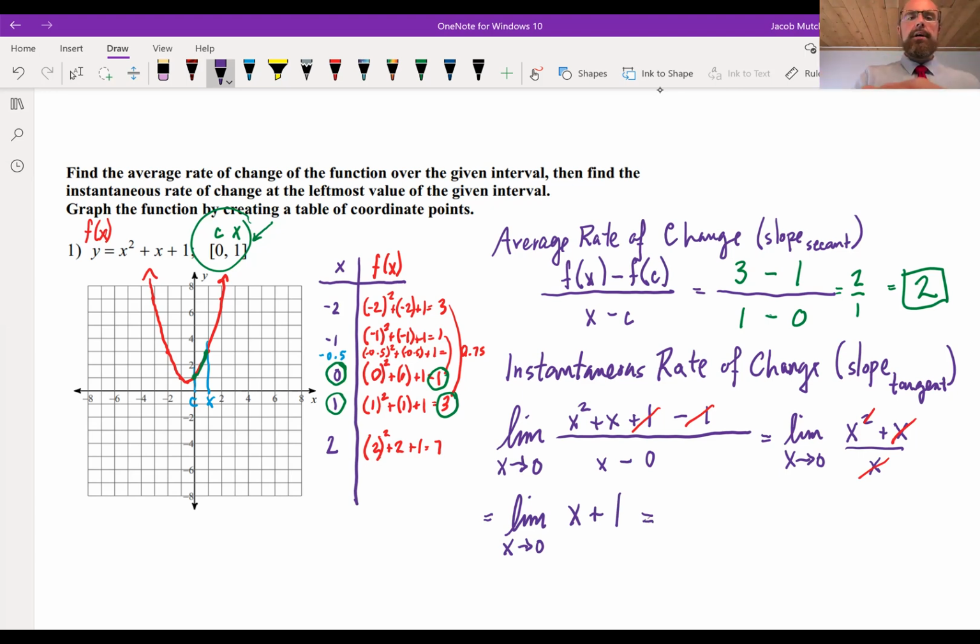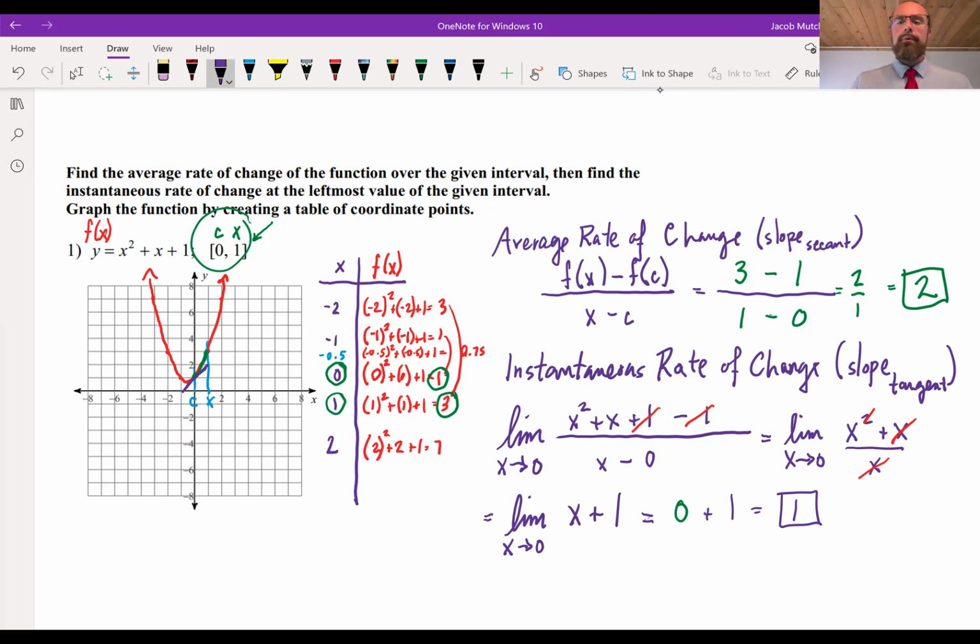So instead of x there, I'm going to drop the limit symbol and call that 0 plus 1. So the instantaneous rate of change at x equals 0 is 1. And we can think that's, again, the slope of the tangent line. If I were to draw a tangent line that goes through 0, 1 with a slope of 1, it gives me a geometric check on what I've calculated with the algebra. So that's with a quadratic function.